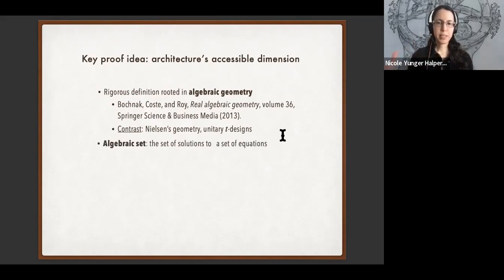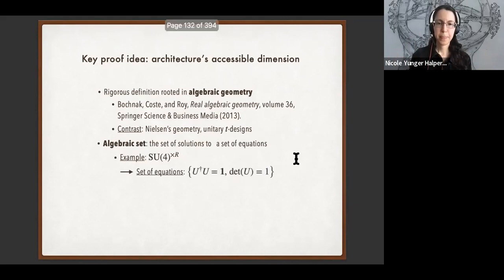Suppose that you have a set of equations. It could have a set of solutions. And that set of solutions is called an algebraic set. An example algebraic set is SU4 to the power R. This consists of all the sets of R two-qubit gates. Why does this consist of solutions to a set of equations? Well, a set of equations defines the special unitary group. Each element of the group is in fact a unitary. And because SU4 is the special unitary group, the unitary's determinant has to be positive.